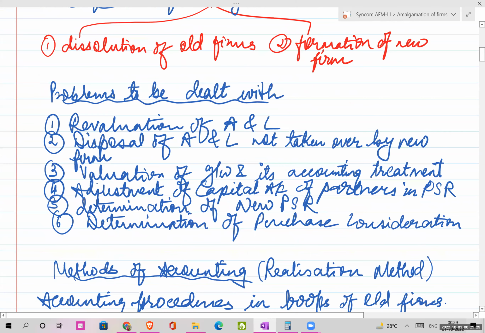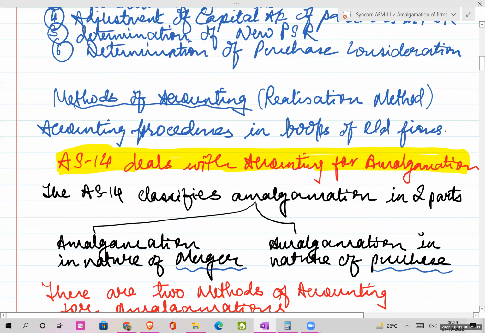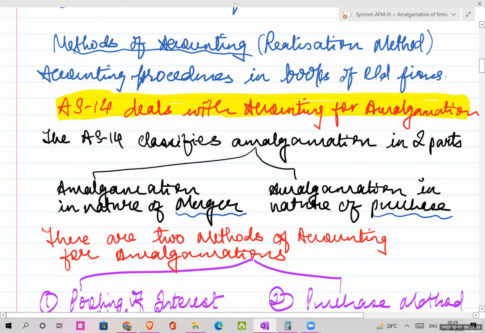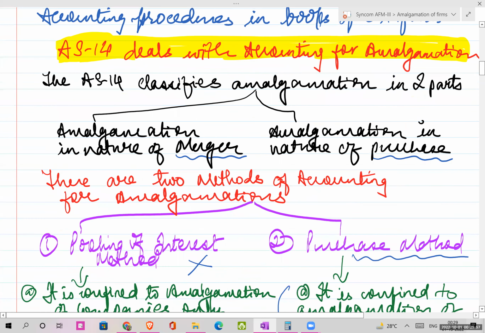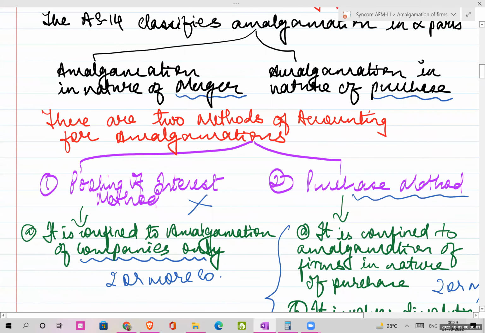Purchase consideration means the amount which is paid by the purchasing company to the vendor company. There are two ways of calculating PC. The method of accounting under amalgamation is the realization method as per AS 14. AS 14 classifies amalgamation in two categories: amalgamation in the nature of merger and amalgamation in the nature of purchase. There are two methods of accounting for amalgamations, that is, the pooling of interest method and the purchase method.